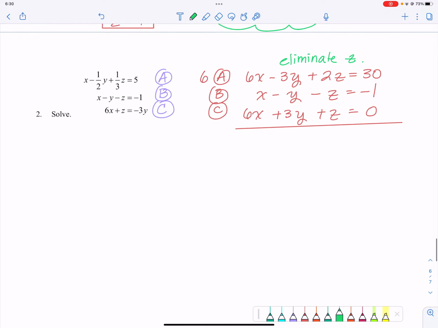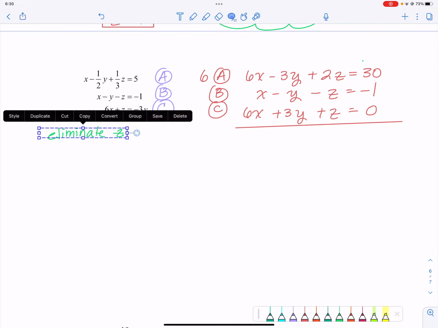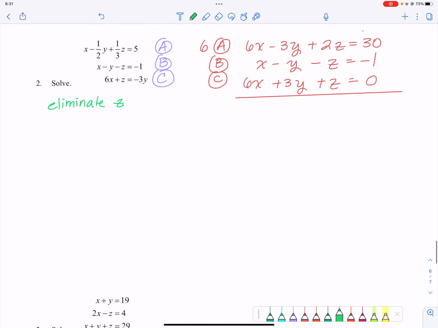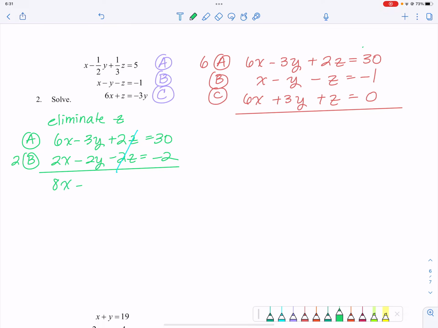So now, in order to eliminate z, I guess I'll just move that over here. We're going to use equation A, and in order to eliminate z, we'll have to have 2 times B. So we'll just rewrite A and 2 times B. And as you can see, we have 8x minus 5y equals 28.